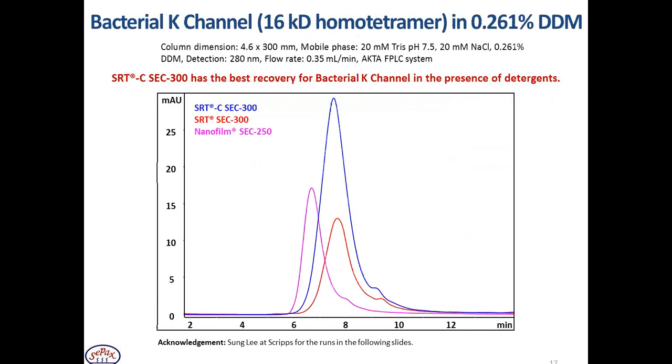Sepax's SRT C SEC 300 gave the best recovery of the bacterial potassium channel that we ran here with DDM detergent. This 16 kilodalton homotetramer in the presence of DDM eluted off the column around 6.5 minutes, the same retention time as 670 kilodalton thyroglobulin would elute off this column without detergents present.